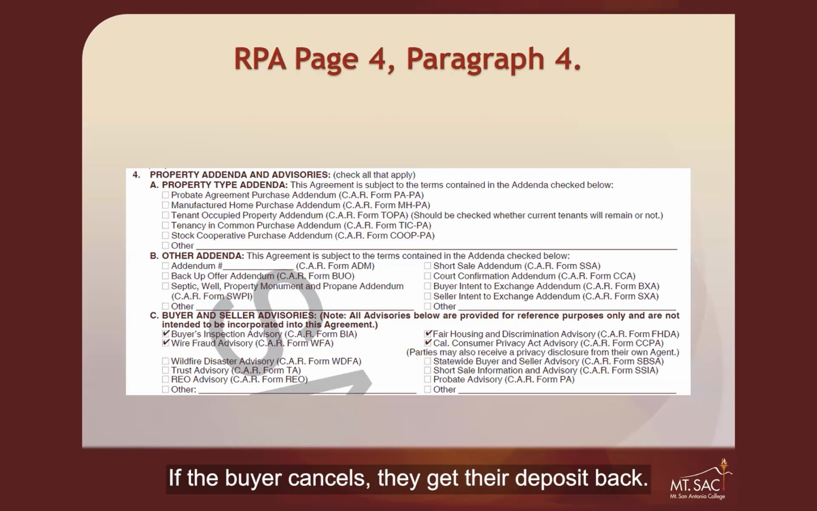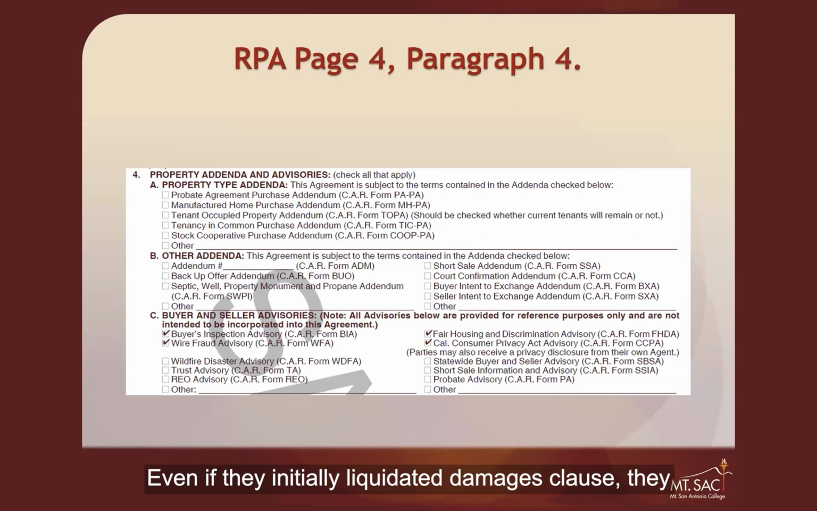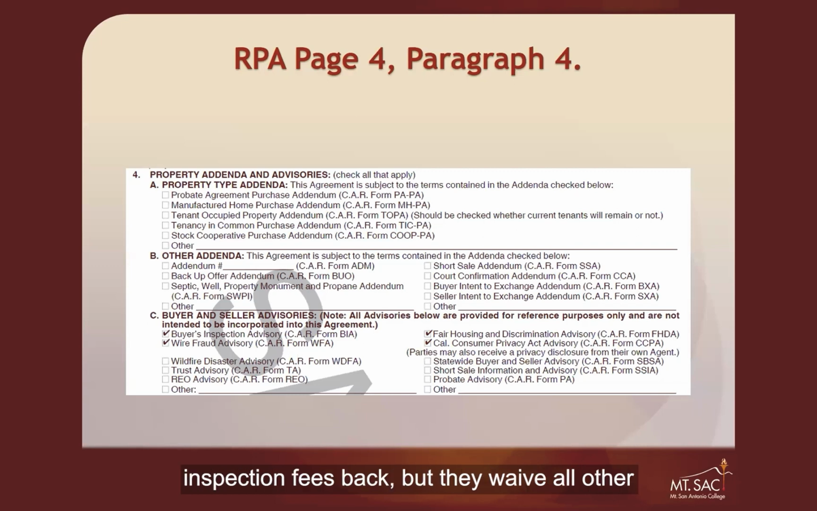If the buyer cancels, they get their deposit back, okay, even if they initially had a liquidated damages clause. They get their appraisal fee back. They get their inspection fees back, but they waive all other rights that they may have against the seller. So basically, they get their out-of-pocket expenses in escrow back. They get their deposit back, but they can't sue the seller for breach of failing to get the tenant out.